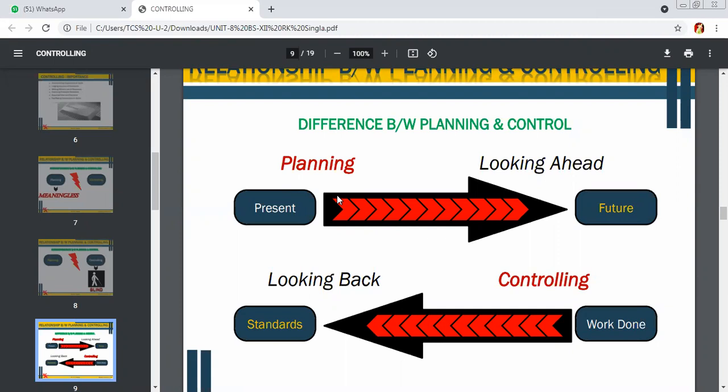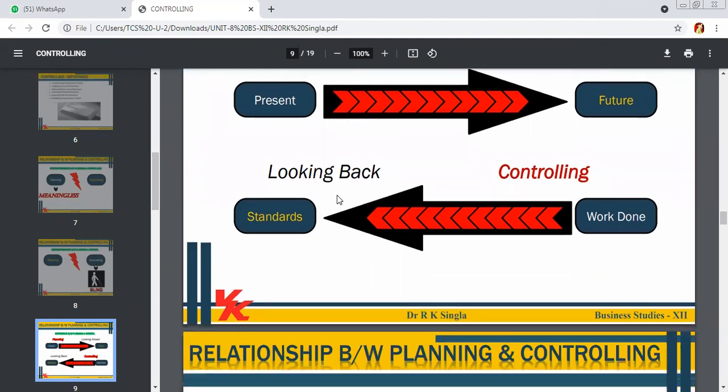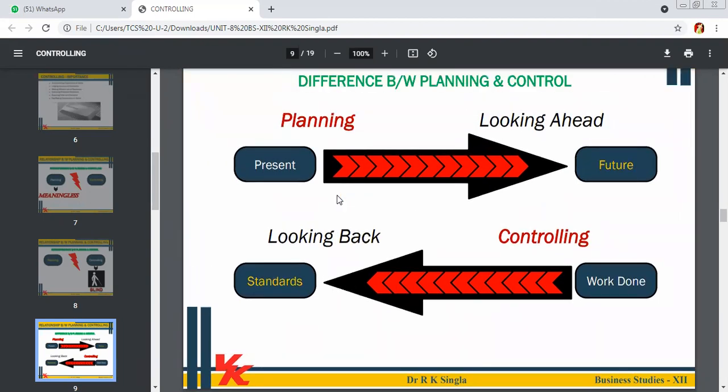So what is controlling? When the job is done, controlling means looking back, meaning what we have done, whether we have done the assigned job in a perfect manner or with deviations, whether we did our job or whether we have not done it. The standards are to be taken care of, whether they are actually achieved or not. So what is the difference between planning and controlling? Planning means looking ahead, while controlling means looking back.